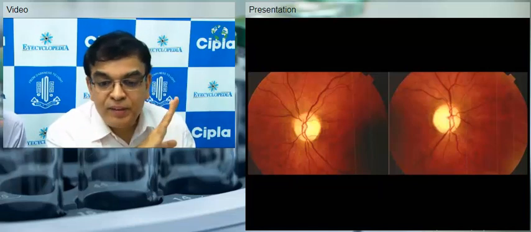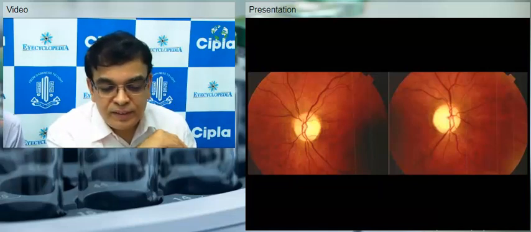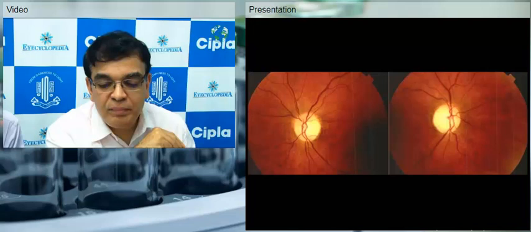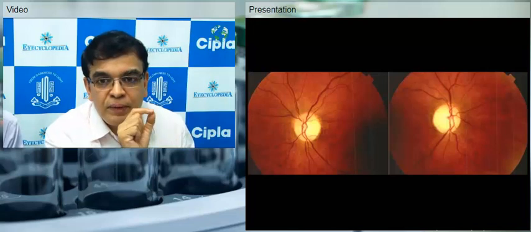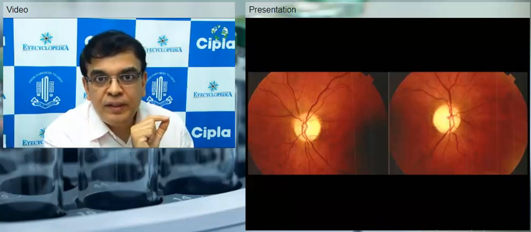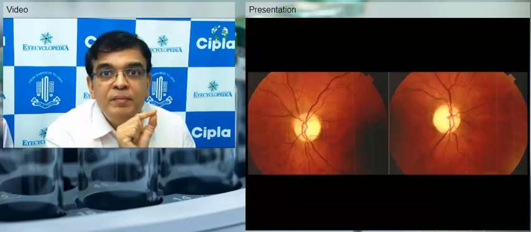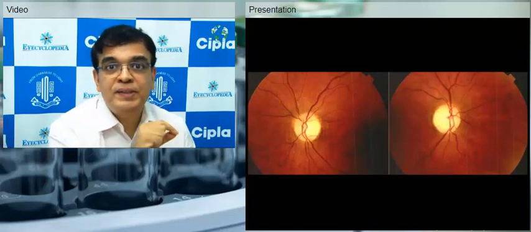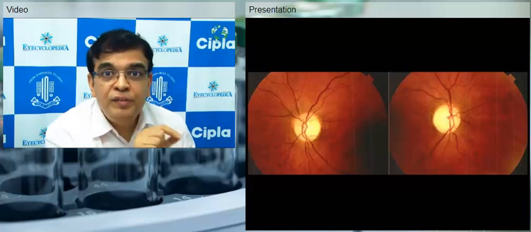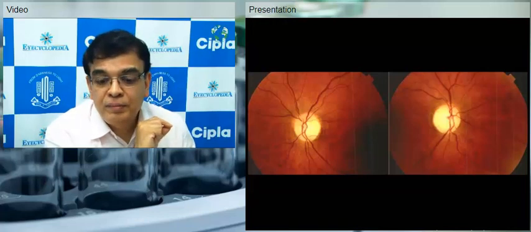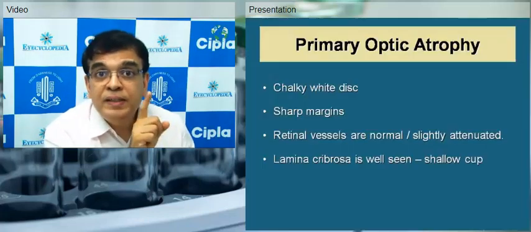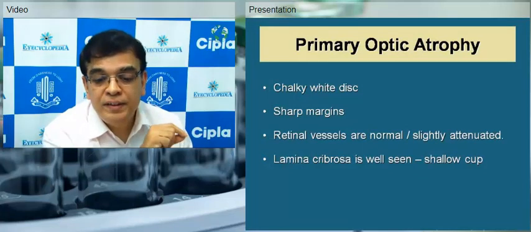Peripapillary area looks absolutely fine, nothing else wrong. So this is very, very typical of some pathology that is affecting this optic nerve behind the eye, some retrobulbar process. If you ask me what retrobulbar process, is it infection, inflammation, trauma, infiltrative, I don't know. But all I do know is that it is happening behind the globe.